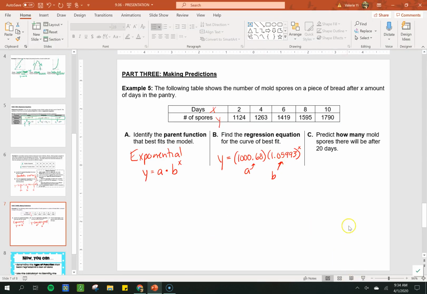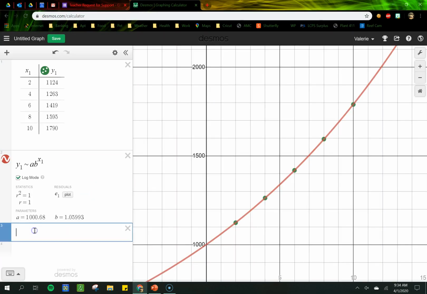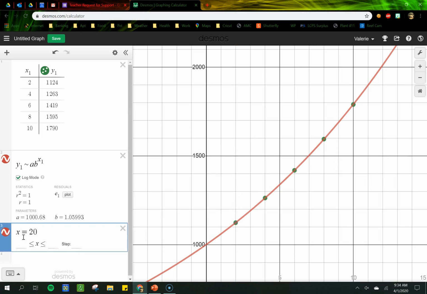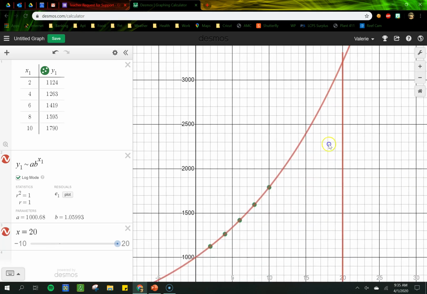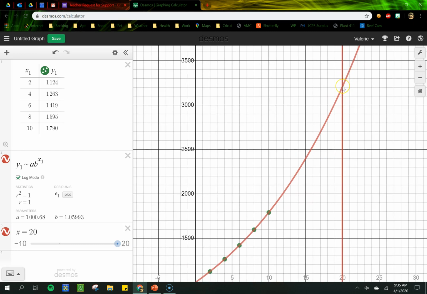Okay, so I have that, and now I'm asked to predict how many mold spores will there be after 20 days. Remember, days is an x value. So what I'm going to do in Desmos here is I'm going to start another line, and I'm going to say x is equal to 20, because that's going to give me where I'm looking for an intersection. So I am going to need to zoom out here because you can see I didn't see anything pop up on my graph. So as I zoom out, you'll see that this new line that goes through 20 is appearing. And I'm going to move my graph around until I see that intersection point.